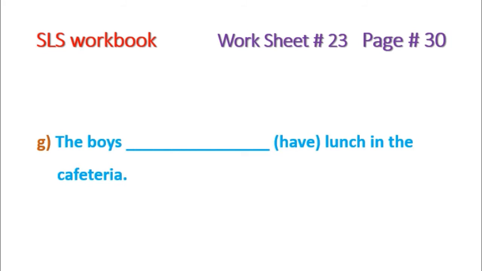G part. The boys dash have lunch in the cafeteria. Have verb is given in the bracket. We will cut E and add ing. So it will become having. Spellings of having. H-A-V-I-N-G. The boys, it's plural. For plural, we use were. Your answer will be were having.